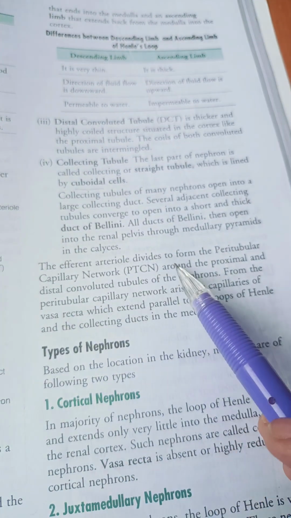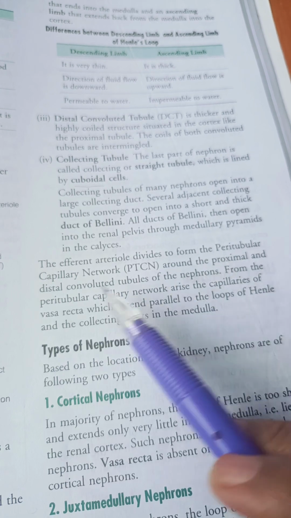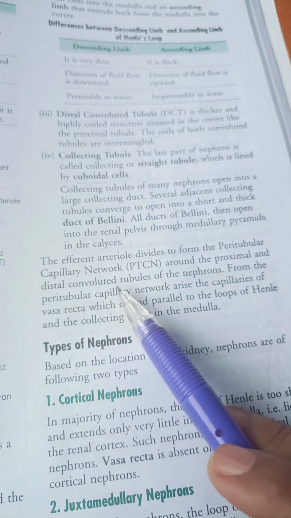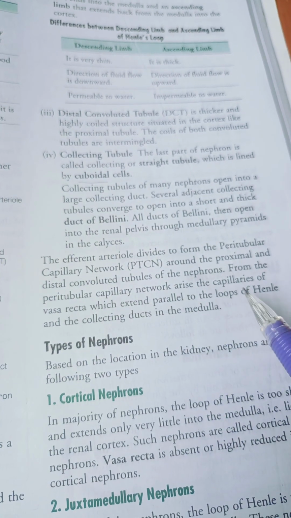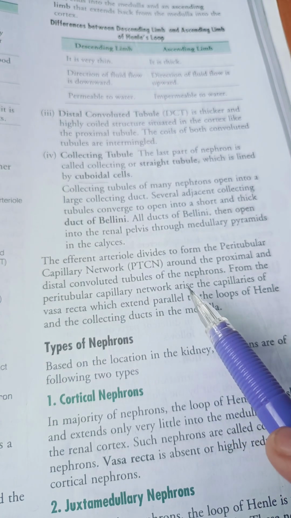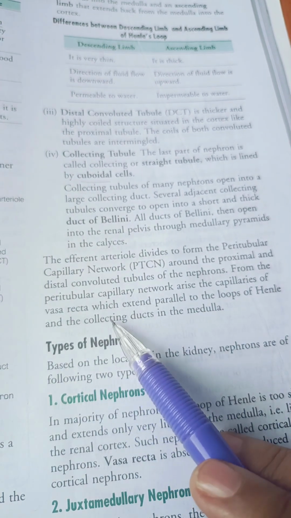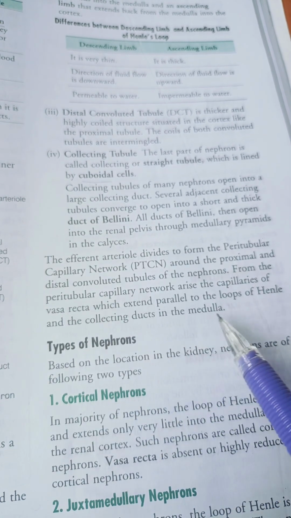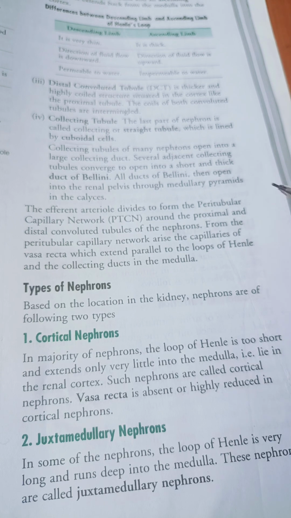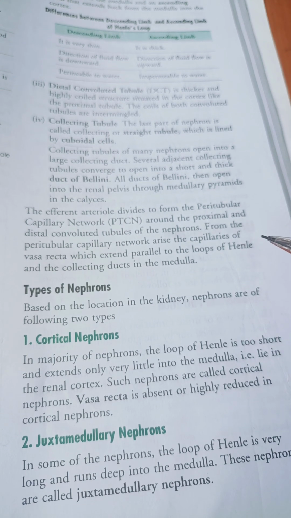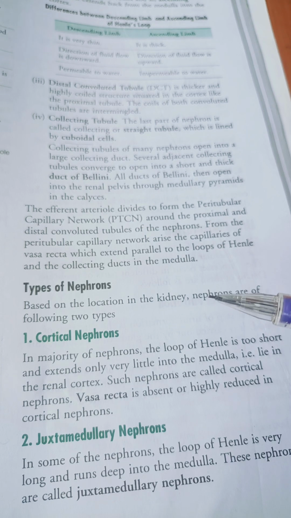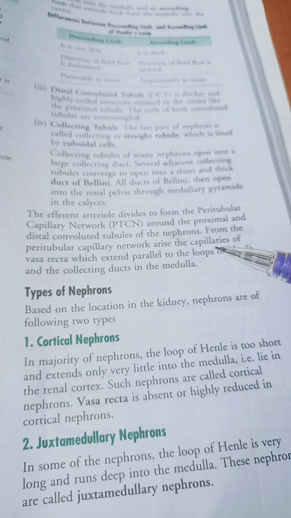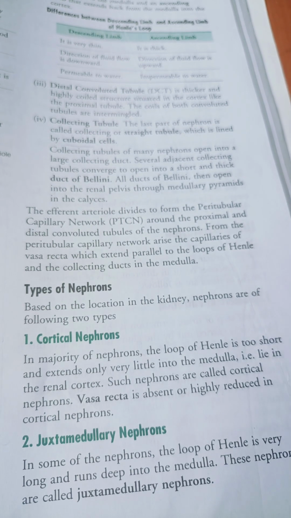The efferent arteriole divides to form the peritubular capillary network, PTCN, around the proximal and distal convoluted tubules of the nephrons. From the peritubular capillary network arise the capillaries of the vasa recta, which extend parallel to the loops of Henle and the collecting ducts in the medulla. Likewise, from the glomerulus, then the proximal convoluted tubule, then descending limb, ascending limb, distal convoluted tubule, and then the collecting duct.